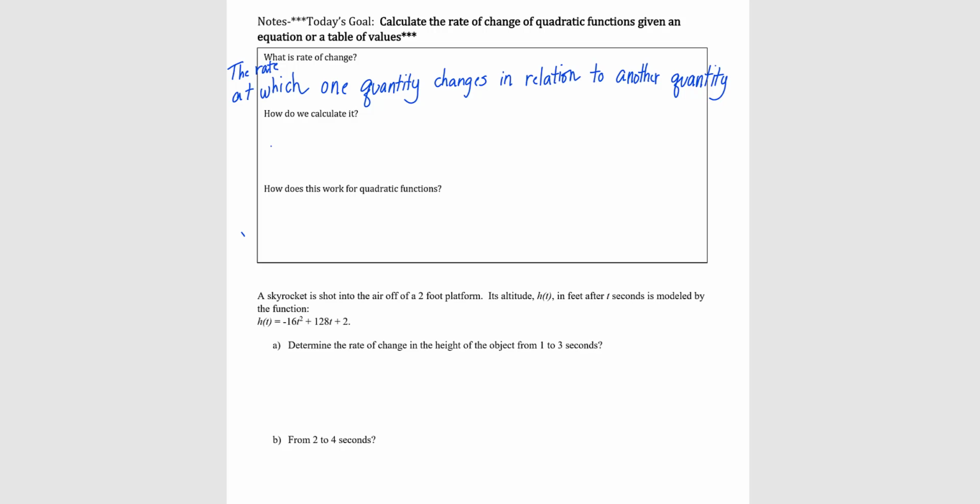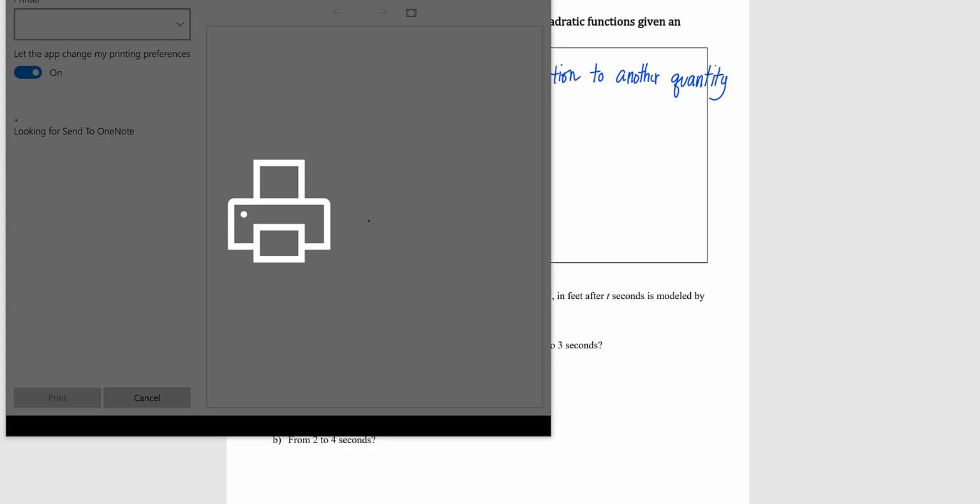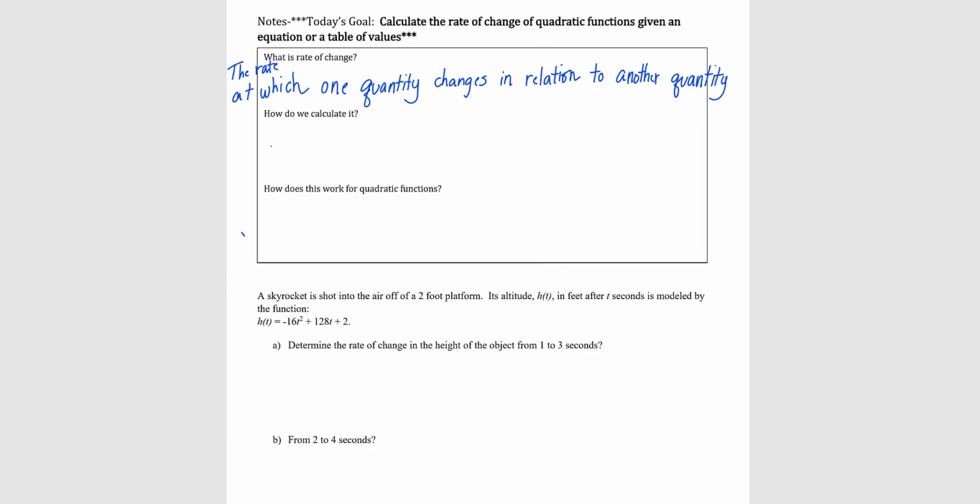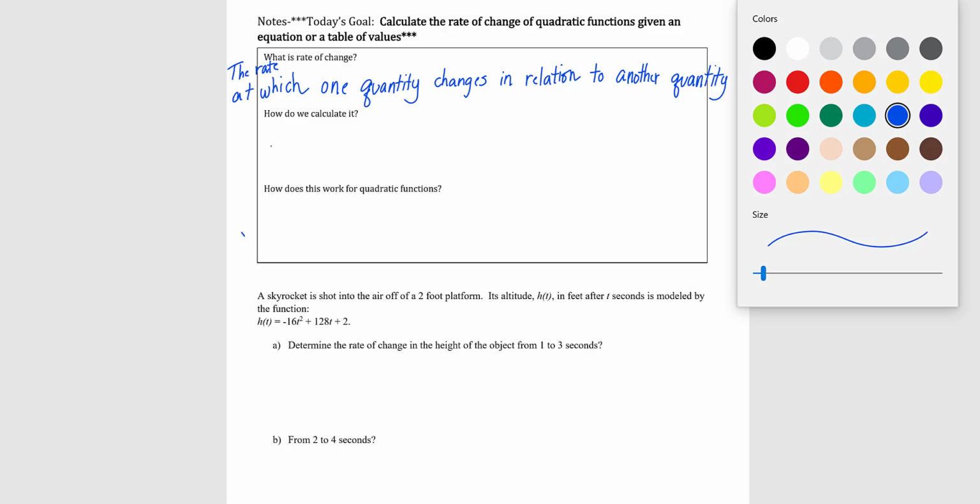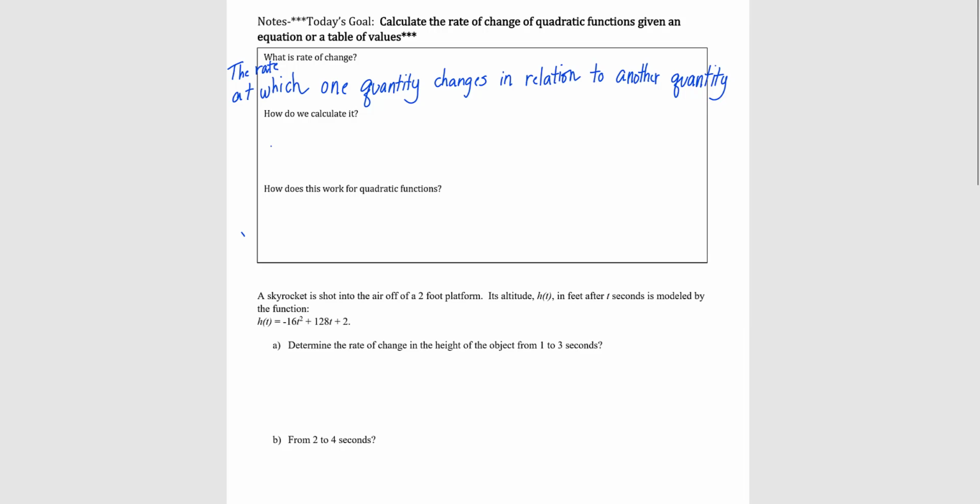All right, in this video we are going to work on calculating the rate of change of quadratic functions. So first off, you can see the definition of rate of change is just a rate at which one quantity changes in relation to another quantity. You may also know this as slope. Rate of change and slope, basically the same thing here.